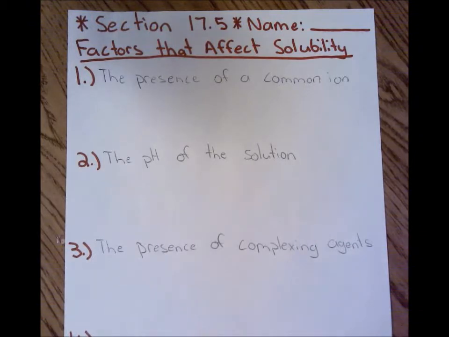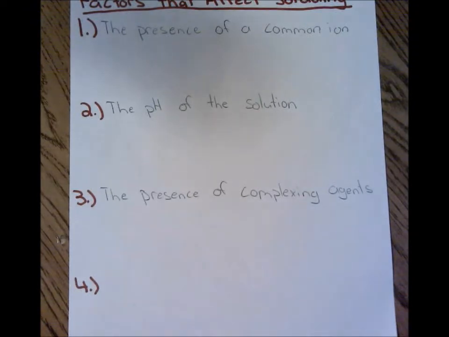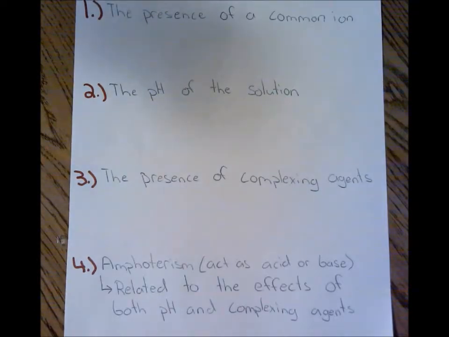And then the fourth factor that can affect the solubility is going to be amphotericism. That is related to the effects of both pH and complexing agents. And remember, something that's amphoteric can act as either an acid or a base. Point number 4 is really just an extension of points 2 and 3. So let's go into detail on each of these 4 factors, and we'll do a couple of examples with some of them, and then that will conclude section 17.5.